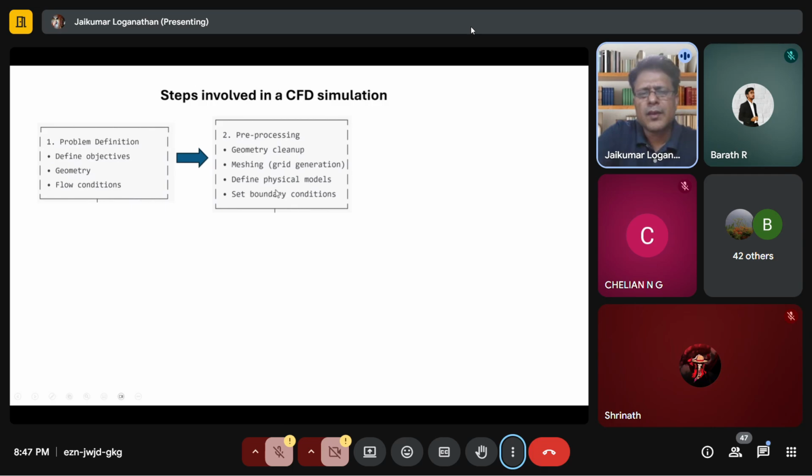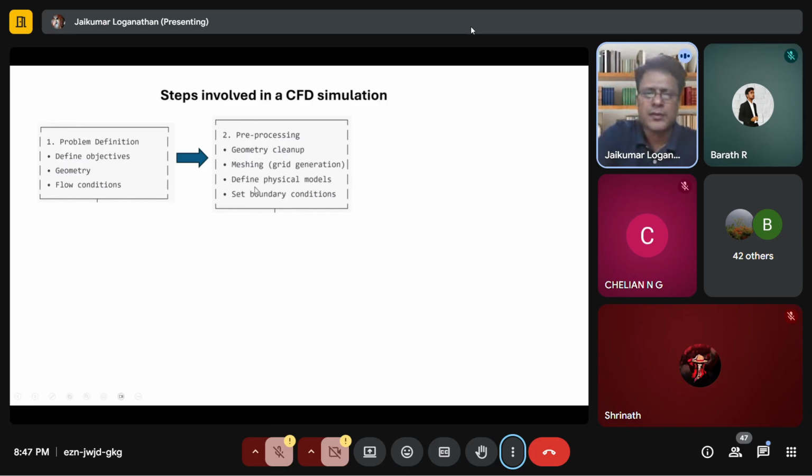And then we define the physical models, right? Are we going to solve turbulence? Is it a laminar flow? Then is it inviscid? Is viscosity playing a role? Is it subsonic? Is it supersonic or transonic? So those kinds of physical model selection will happen.